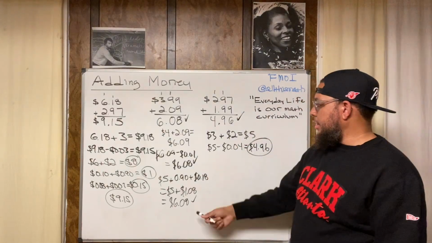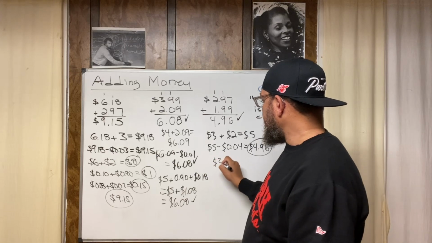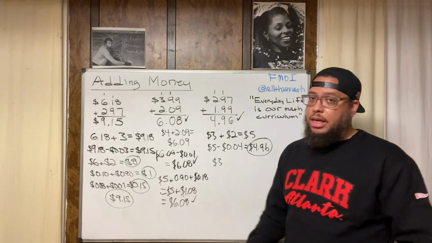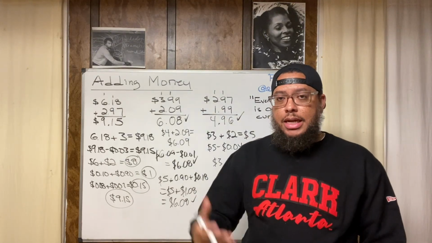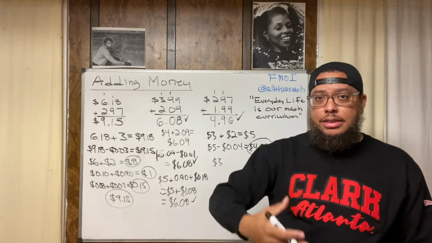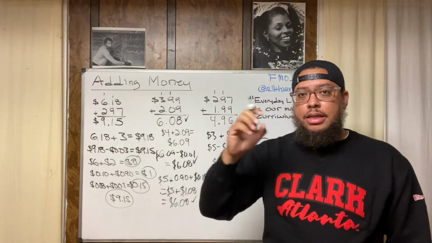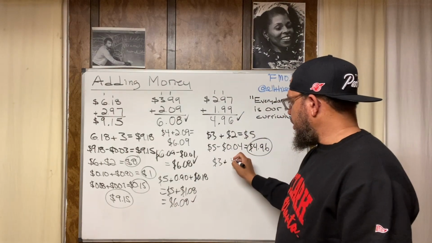All right, last but not least, let's add these numbers up. What's 2 plus 1? It's going to give me $3. What's 90 cents plus 90 cents? Again, if I know my addition facts, if I know that 9 plus 9 is 18, just like 9 times 2 is 18, then 90 cents plus 90 cents is $1.80.